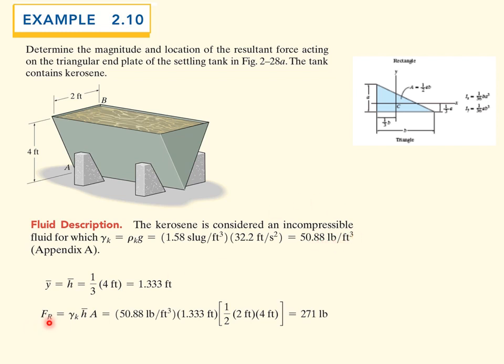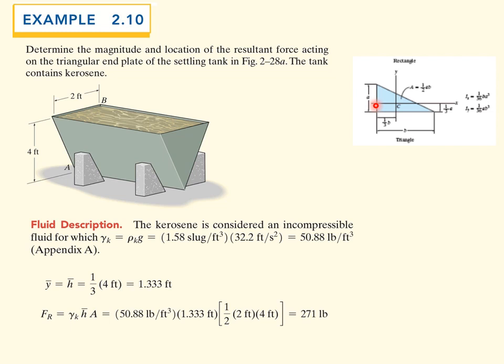Now we want to use the formula for the force. It's gamma, which we just calculated, H bar times A. We need to find out what H bar is. Remember, H bar here, so Y bar is going to be equal to H bar. It's just the depth to the centroid of the triangular end. So in appendix A, actually it's on the inside front cover of the book. You've got to have a book to find this, but you could look online for centroids of triangles. That'll work as well.